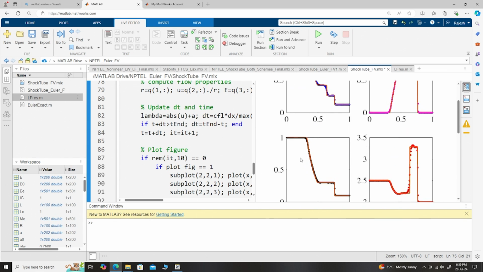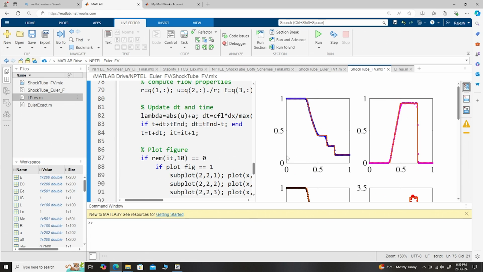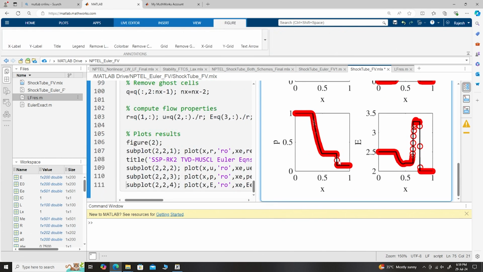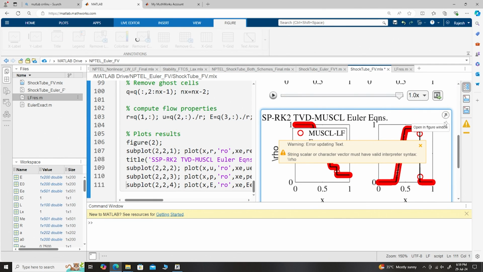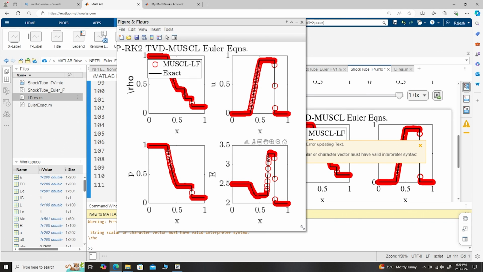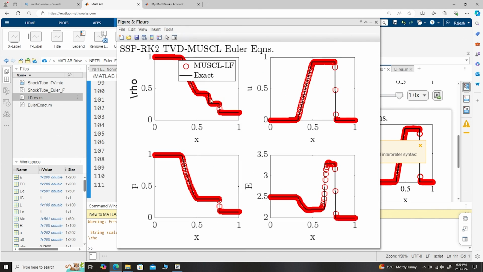So you can see that this is how it comes. I have plotted the density, velocity, pressure, and I think this is internal energy. So all four things you can see here. I think it's too big here, but you can see that it is following the solution quite accurately. Density, velocity, pressure and internal energy, everything is captured properly.